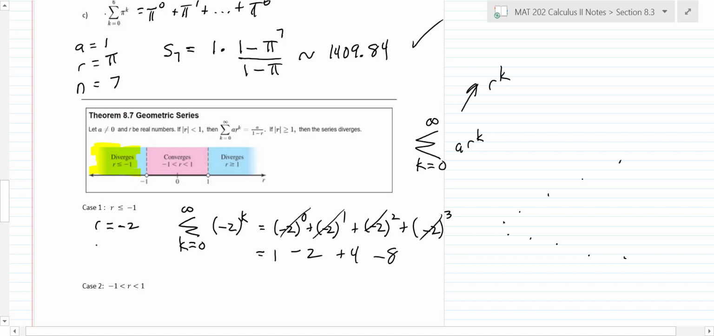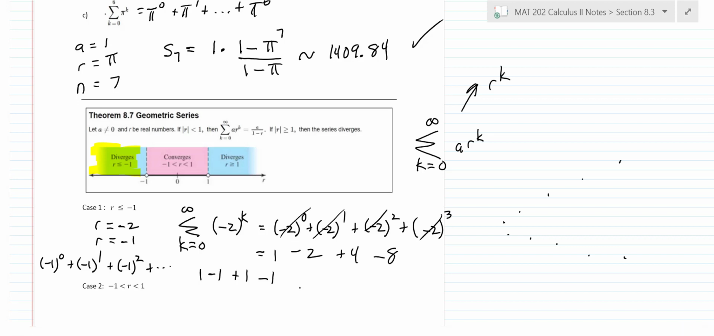Also, if you had r as -1, let me show you what would happen. If you did (-1) to the 0 plus (-1) to the 1 plus (-1) to the second and so forth, you would end up having 1 minus 1 plus 1 minus 1 and so forth. Now think about that one. You might think it converges. The reason it doesn't, although these things are going to cancel, is that you're always going to be adding another one there.